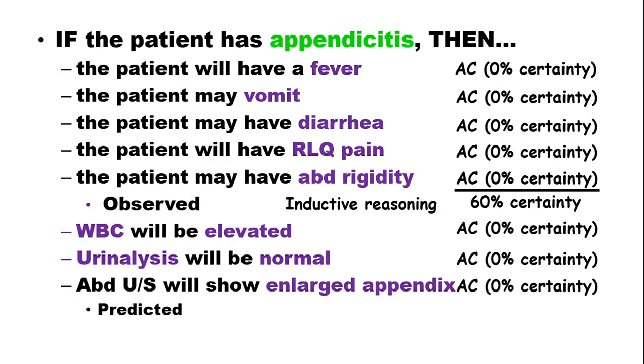And if they are empirically affirmed, each one, again, 0% certainty, but add that to all the other arguments, and you now have, let's say, a 95% certainty. And that's a good basis for treating your patient.